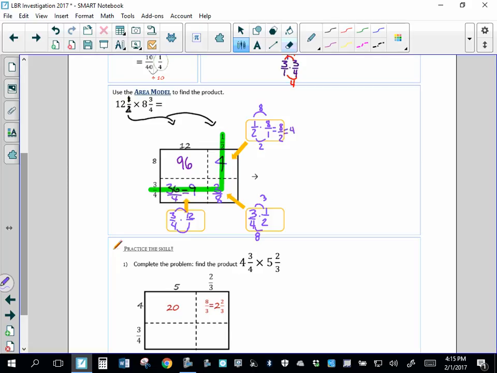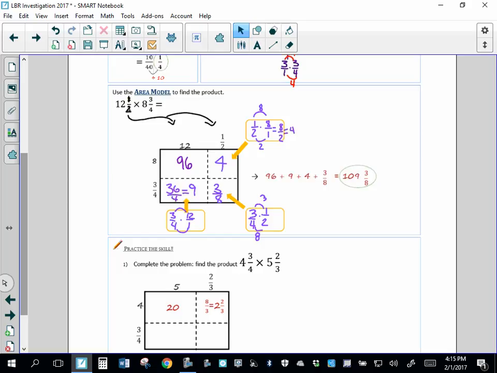And then my final answer, I add all the parts. So let's take that highlighter out and erase that. And then the final answer should just be adding all of the parts. So we're going to add the 96 and the 4 and the 9 and the 3/8, and we did that in class. We got 109 and 3/8.